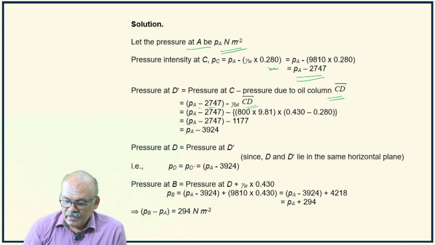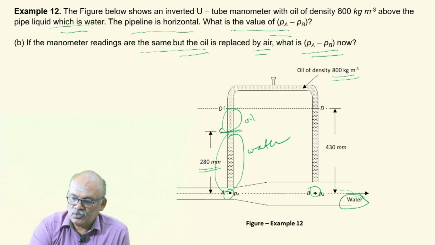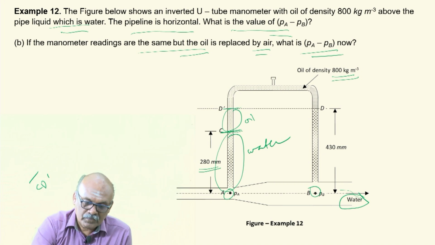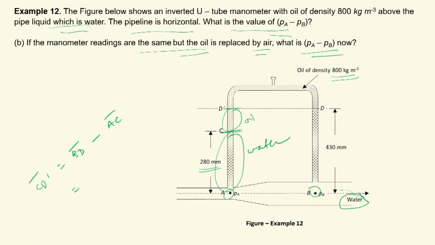So, what is CD dash? CD dash, this is 430, this is 280. So, CD dash, the column CD dash is equal to BD, the column BD minus column AC. What is BD? 430 millimeters, this one, minus 280 millimeters. So, this comes to 150 millimeters.